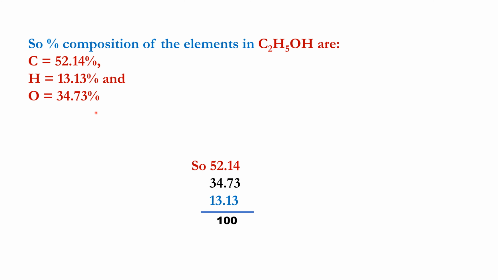And if you want to check whether the percent composition of the elements you have calculated are correct, you need to add all calculated percent compositions. If you add all of them, they must add up to 100 if your calculation is correct. So if we add up all these three percentages, they are equal to 100. So this then shows that our calculations are right. So this is a way for you to check whether your calculations are correct. All percentages must add up to 100.